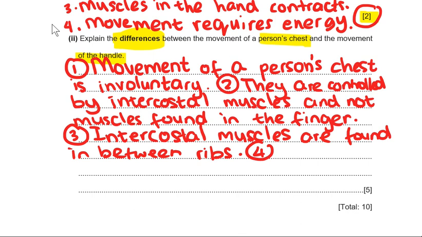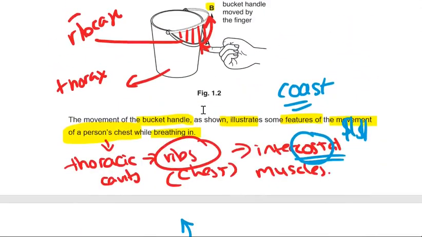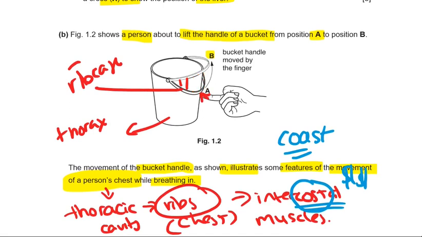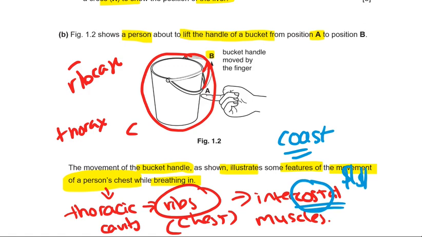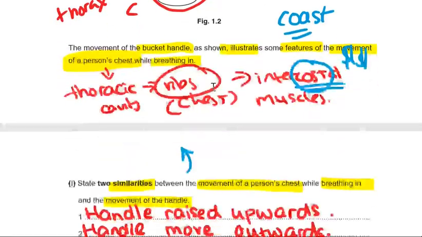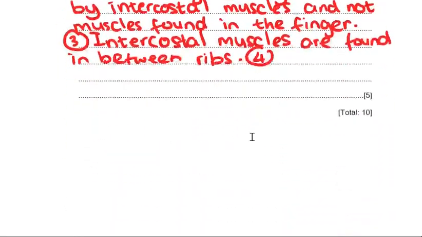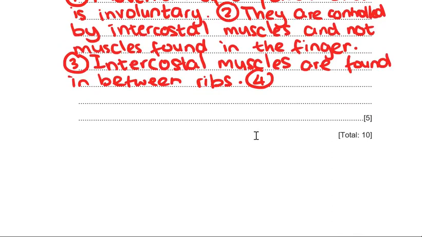And number 4 is the fact that the movement of this upward and outward would actually make the volume of the thoracic cavity bigger, and hence pressure would be reduced. But moving this handle didn't change the volume of this bucket at all. So we're going to mention that in our fourth point.